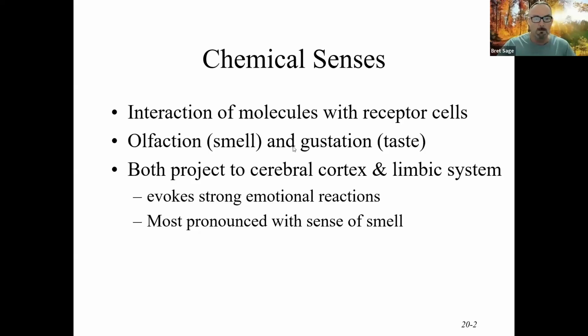Okay, this is where we were. We were talking about these special senses. Olfaction, or smell, and gustation, or taste. In Spanish, gustar means to taste, so that's a common Latin root.